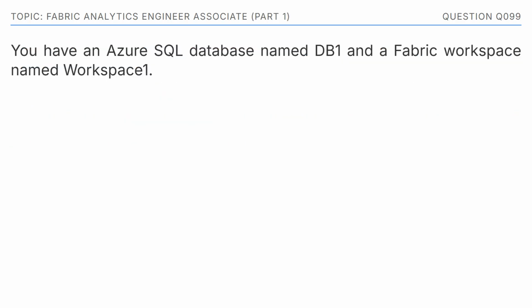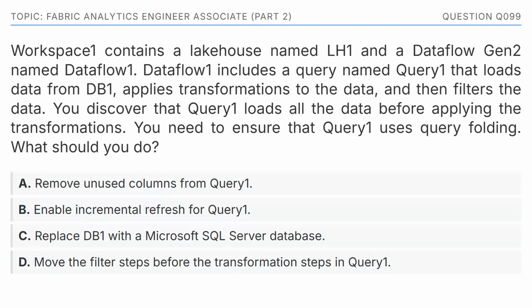You have an Azure SQL database named DB1 and a Fabric workspace named Workspace 1. Workspace 1 contains a lakehouse named LH1 and a Dataflow Gen 2 named Dataflow 1. Dataflow 1 includes a query named Query1 that loads data from DB1, applies transformations to the data, and then filters the data. You discover that Query1 loads all the data before applying the transformations.